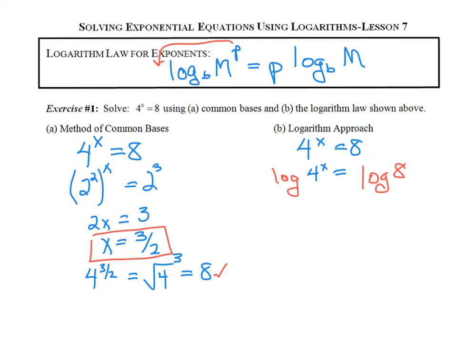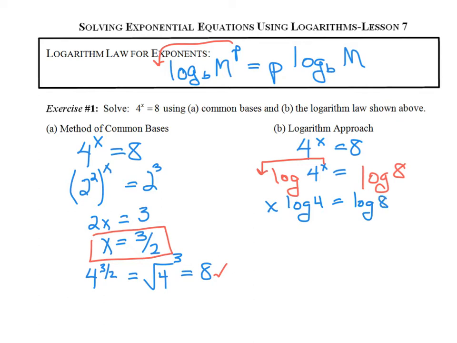Now, remembering our rule for exponents that we just talked about above, we see that because the 4 has an exponent of x, that exponent can be moved down in front, so I now have the coefficient x, log of 4, equals log of 8.